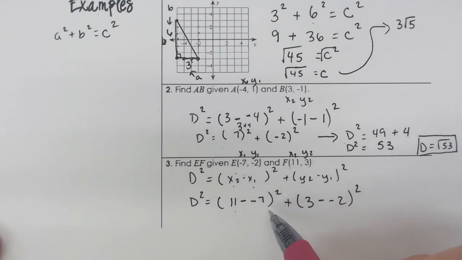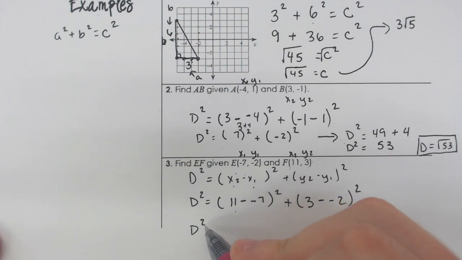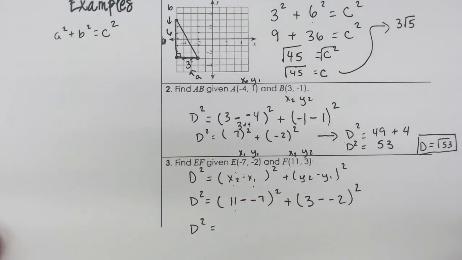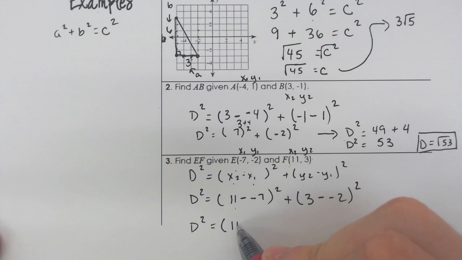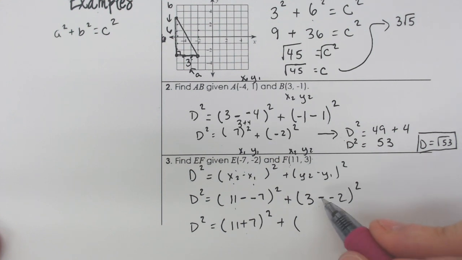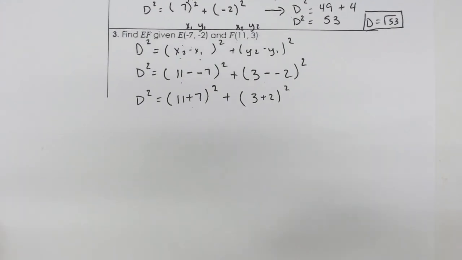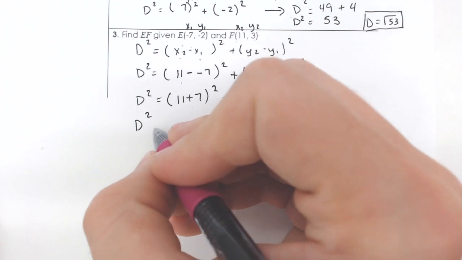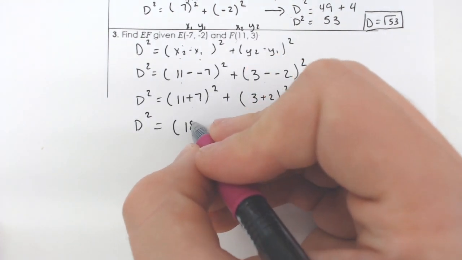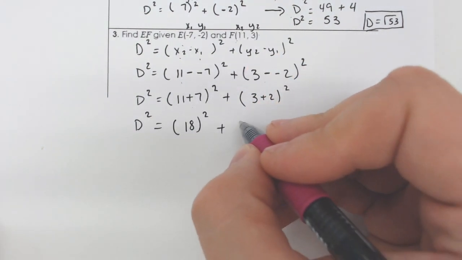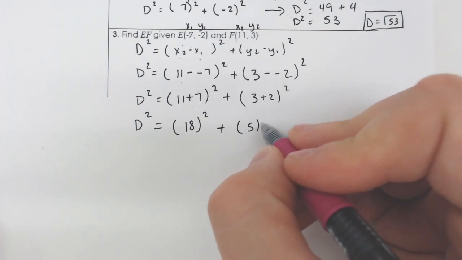11 minus negative 7 is going to end up turning into 11 plus 7. Minus a negative is a plus. So this is really going to turn into 11 plus 7 squared. Plus 3 minus negative 2 is going to turn into a 3 plus 2 squared. Continue to follow through. We end up with 18 squared, and 3 plus 2 is 5 squared.